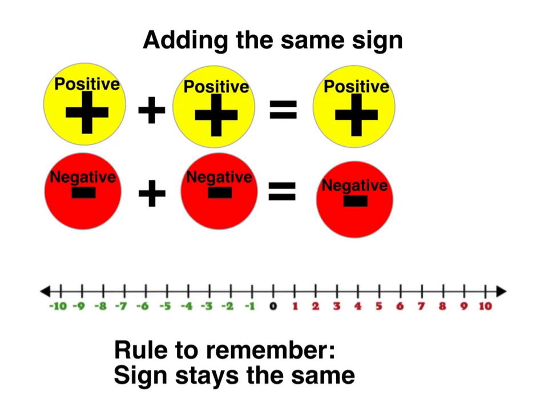Another way to think about this is if I owe my sister some money and then I owe my brother some money, well, together, I still just owe a lot of money. I still have a negative balance.